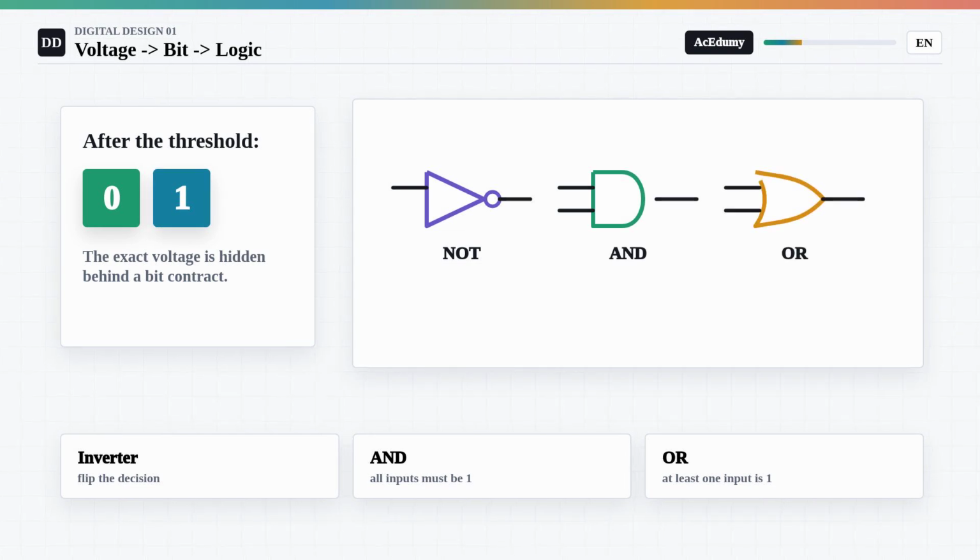Once the threshold decision is made, the circuit can forget the exact voltage for a while and think in bits. A logic gate is a tiny rule machine for bits. An inverter turns 0 into 1 and 1 into 0. An AND gate turns on only when all its inputs are 1. An OR gate turns on when at least one input is 1. The deep idea is abstraction. We hide voltage details behind a bit contract, then build bigger rules out of small, reliable rules.